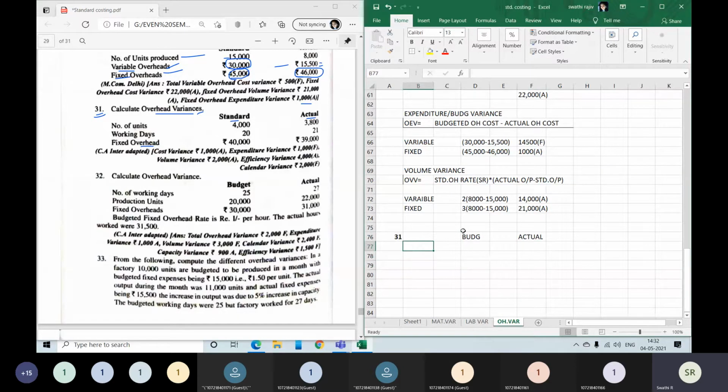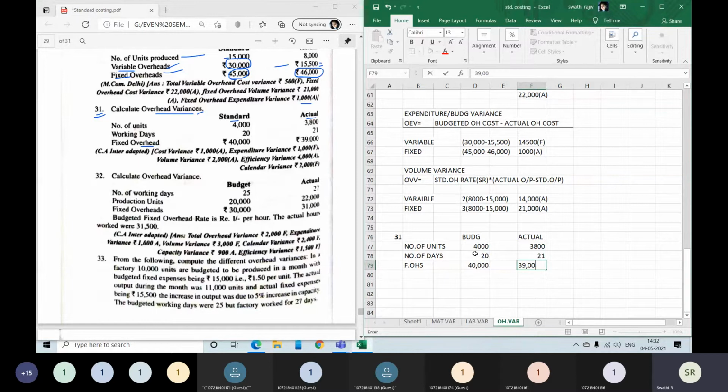Budgeted, actual. First one is the number of units. The budgeted number of units is 4,000. Actual is 3,800. Okay. Now the working days, or number of days, so you can find out your calendar variance. Why is it like this? The number of days was 20 days, but it went up to 21 days. Fixed overhead: fixed overheads are 40,000 and 39,000.